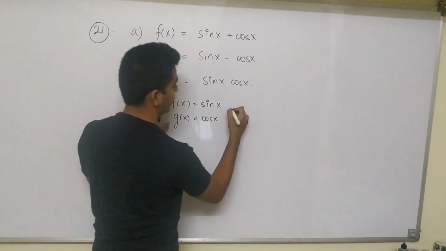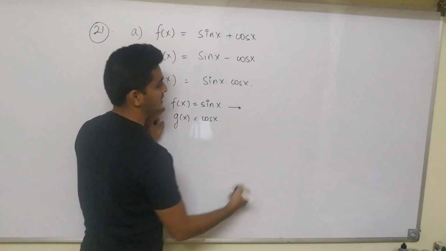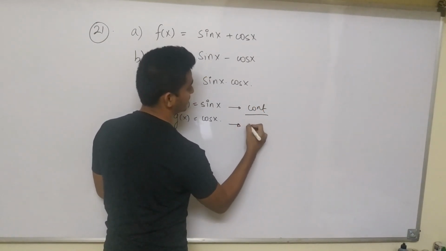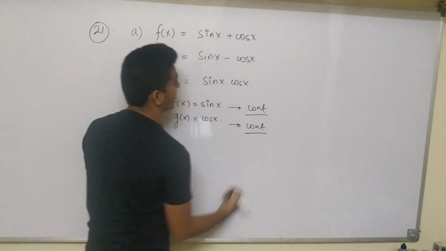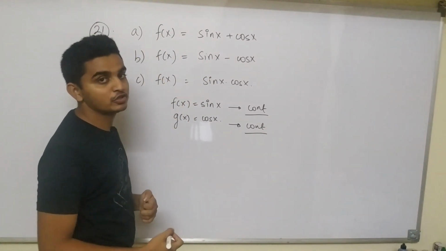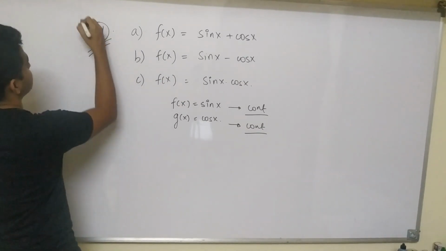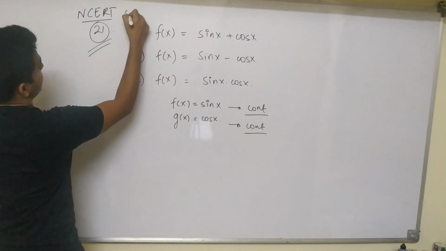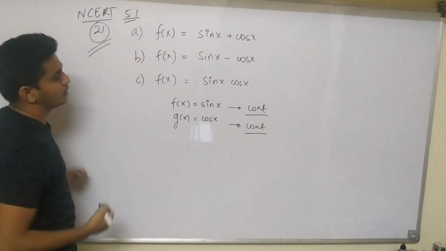But we know that f of x, which is sin of x, is continuous at all points, right? And also g of x is continuous at all points, and we are required to tell if all these functions are continuous or discontinuous. This is an example from your NCERT book, exercise 5.1, question number 21.